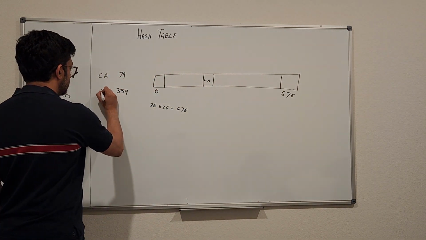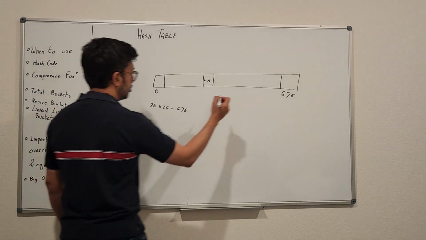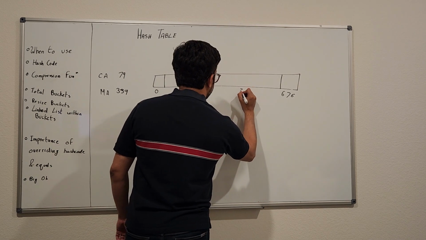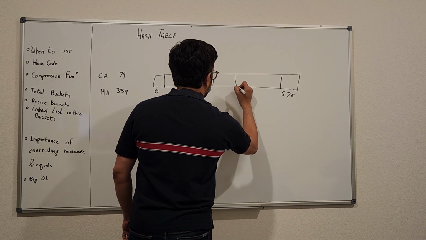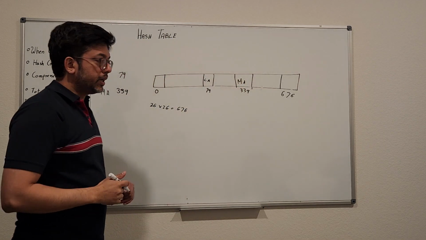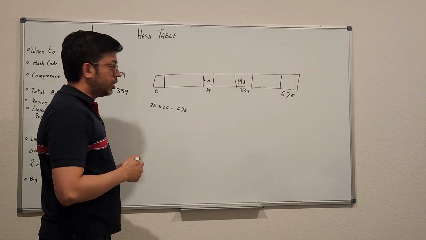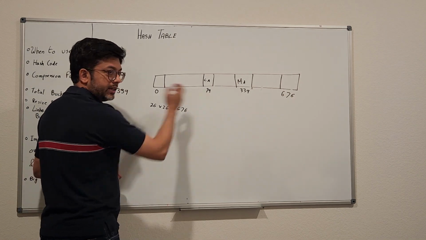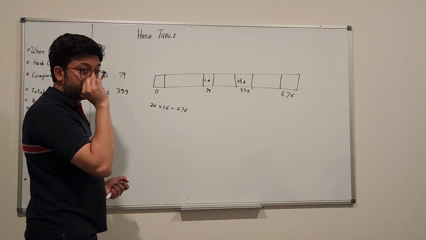And say Massachusetts was 339, right? So I'll go to index, so this is 79. I will go to index 339 and store Massachusetts in there. So this will work, right? Now if I want to find California, all I need to do is find the hash code of CA, 79, and go to that index and get it. Same for Massachusetts and same for any other state.